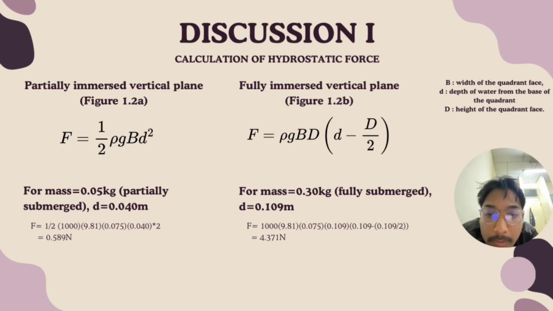Right, next for discussion 1, calculation of hydrostatic force. For partially immersed vertical plane, we have the equation F equal to 1 over 2 rho g b capital D squared. For fully immersed vertical plane, we have F equal to rho g b capital D times d minus D capital over 2. The b is the width of the quadrant face, d is the depth of water from the base of the quadrant, capital D is the height of the quadrant face. For mass 0.05 partially submerged with d equal to 0.04 meter, the F equals 0.589 Newton. For mass 0.3 kg, the F is equal to 4.371 Newton.